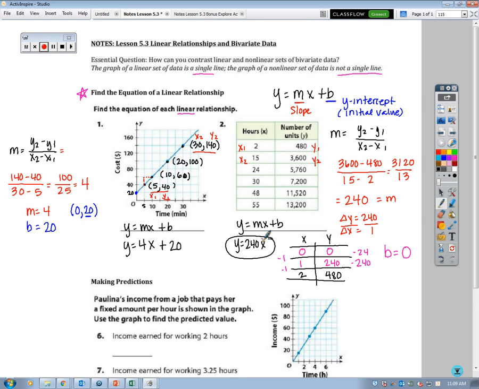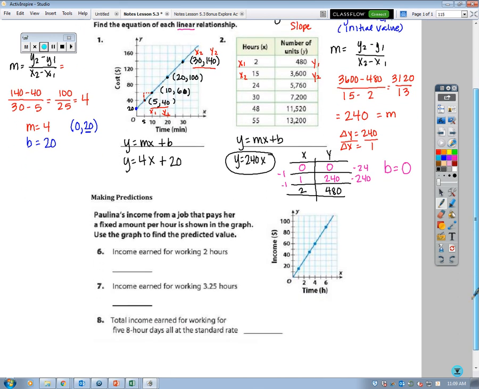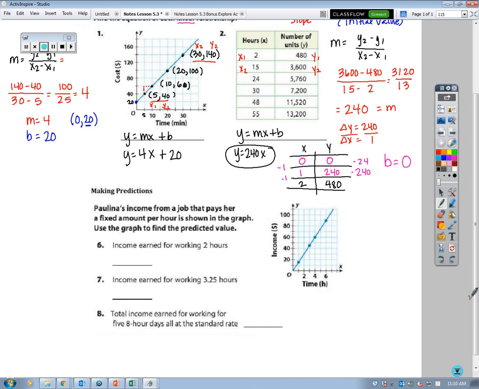So the other way that you could have determined what the b value is, you could have had your equation here, y equals 240x plus b, and plugged in 2 of your x and y values and solved for b. We've done that before, but we're not going to do that this time because working backwards in the table is a good strategy as well.